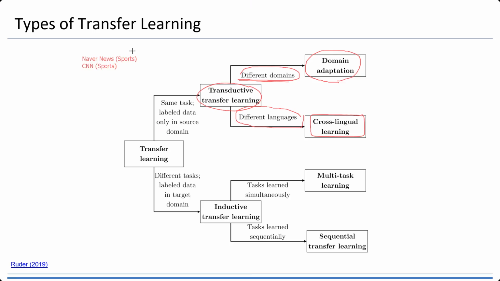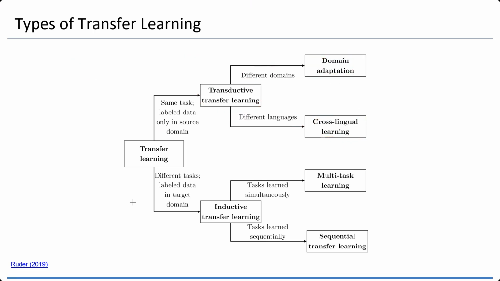So you know that Naver actually is not a sports media. They just collect all the media and put it on that portal. Meanwhile, CNN is a news portal. So they have different domains. Then we can do domain adaptation. If it is a different language, then we use cross-lingual learning. Then if it is a different domain and a different language, we can use both of them.